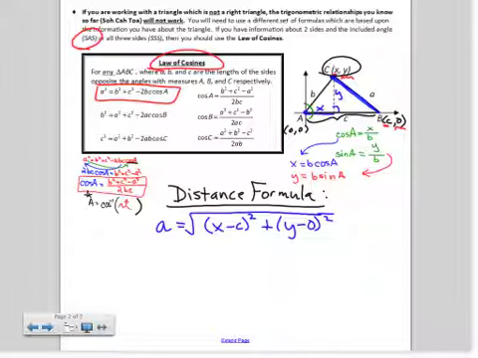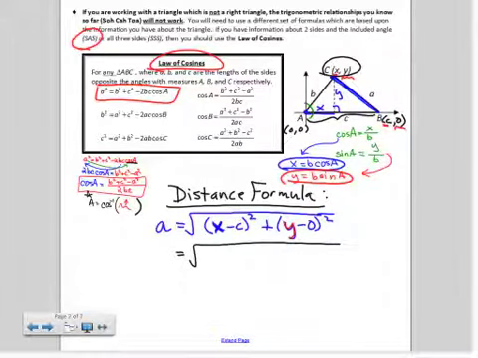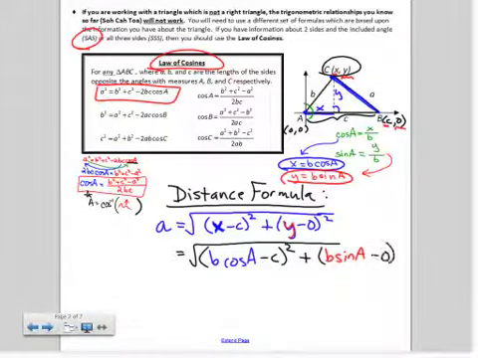Now, what did we find up here? Look at what we have for x. We're going to substitute that right here for x, and look at what we have for y. We're going to substitute that right there for y. Now this is going to get really crazy looking. So our a is the square root of, parentheses, x is b cosine A, minus our c, quantity squared, plus y is b sine A, minus our 0, and we're getting ready to drop that, quantity squared.